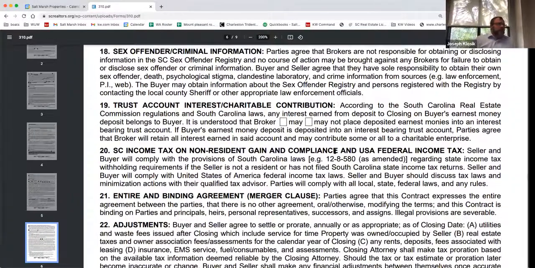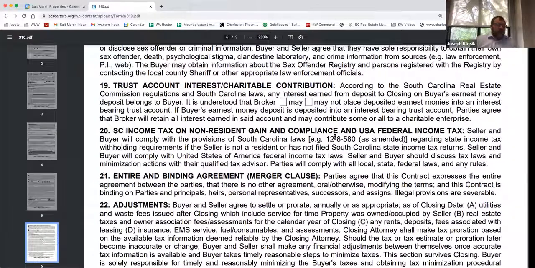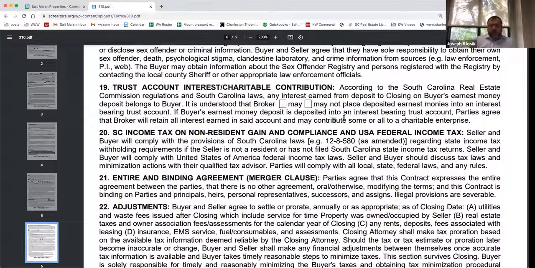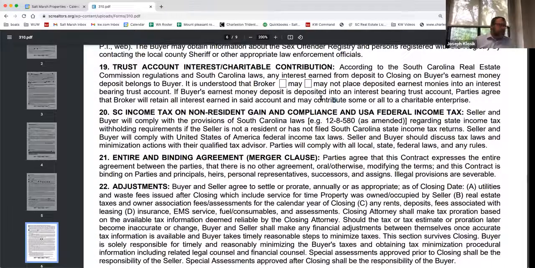Trust account doesn't really pertain because I don't know of any escrow agents that have an interest-bearing trust account. But this basically says it's giving permission that the broker may or may not place deposit earnest money into an interest-bearing trust account. Most of the time, buyers don't care unless you're talking about a huge amount of money. And in that case, it doesn't really pertain because none of the escrow agents hold it. So you can put may not on here. It protects the buyer and they'll be fine.